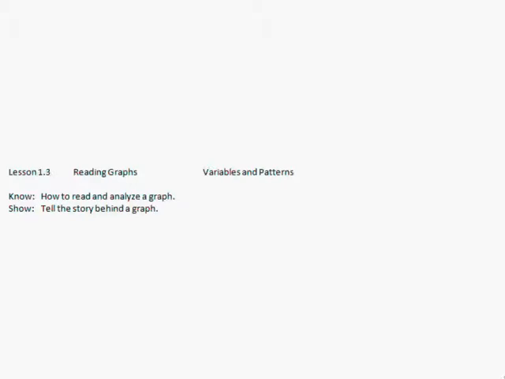Alright, this is lesson 1.3 in variables and patterns. We're going to look at how to read and analyze a graph, specifically a coordinate graph. So we're going to tell the story behind some graphs that we're going to look at today. Alright, so let's jump right in.